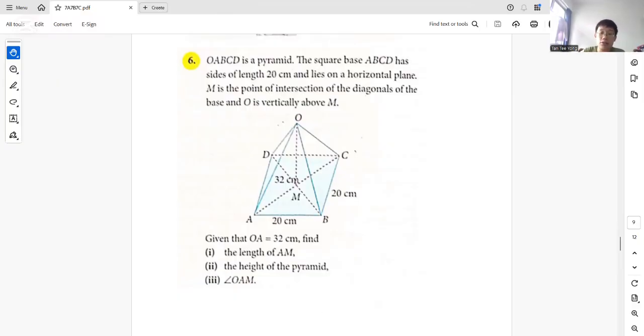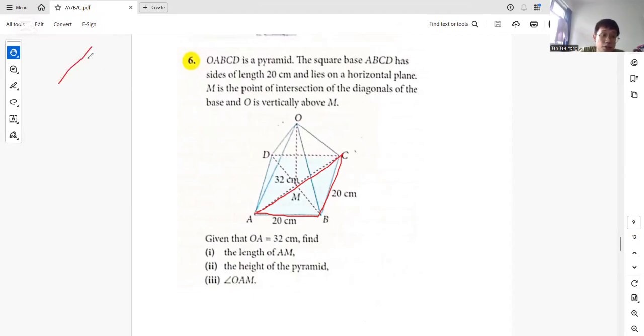Okay, so first let's start. So given that OA is 32 cm, find the length of AM. So in order to find AM, right, I want to consider the triangle ABC. Okay, this triangle ABC. So as you can see, I mean the diagram is drawn in a slanted way, right? But we know that ABCD is a square. So that means angle ABC is going to be 90 degrees.